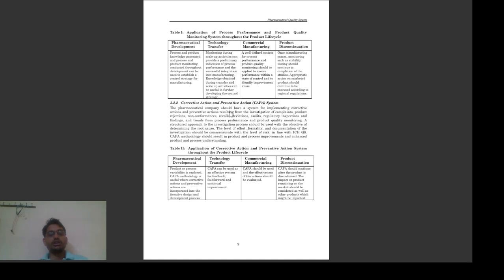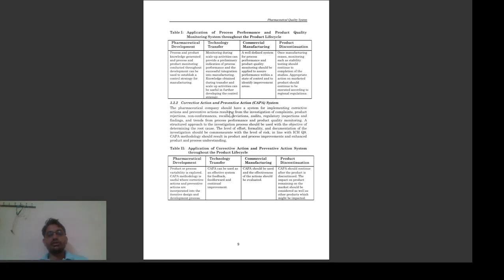With ICH Q10 and quality risk management, CAPA methodology should result in product and process improvements and enhance product quality and process understanding. Application of the corrective and preventive action system throughout the product life cycle: product or process variability can be explored, and monitoring is useful where corrective action and preventive action are incorporated into the iterative design and development process. CAPA should be used to effectively implement and continually improve commercial manufacturing. Effectiveness of the actions should be evaluated.